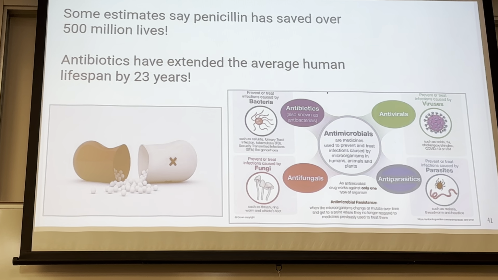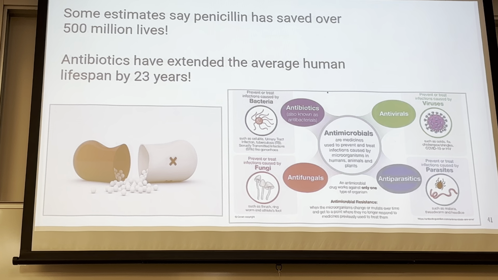I mean, probably most people in this room have had antibiotics, if not all of us, and probably most people in the United States have had antibiotics at one point, and probably most people in all of Western culture societies have had antibiotics, and all over the world. So it says that antibiotics have extended the average human lifespan by 23 years. So we can live 23 years longer, thank you to Alexander Fleming.